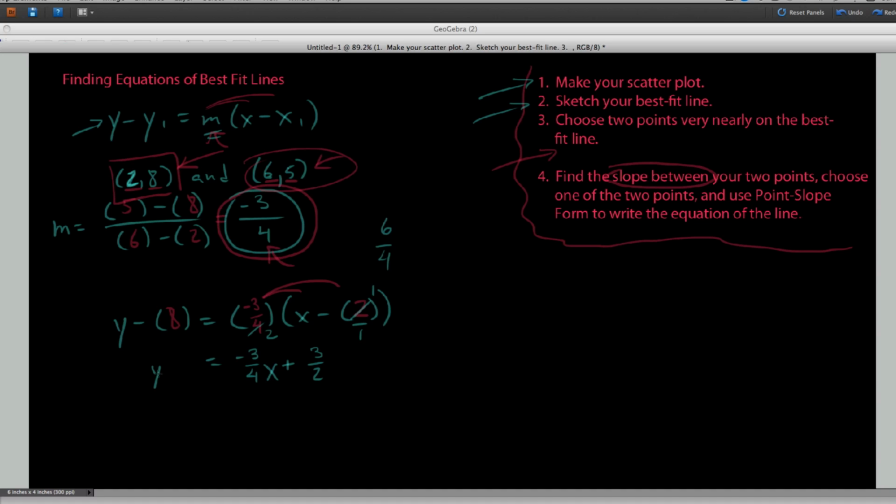And on the left here we have y minus 8. So now we just need to get y by itself, isolate the y by adding 8 to both sides here. We're going to have to do some fractional addition.